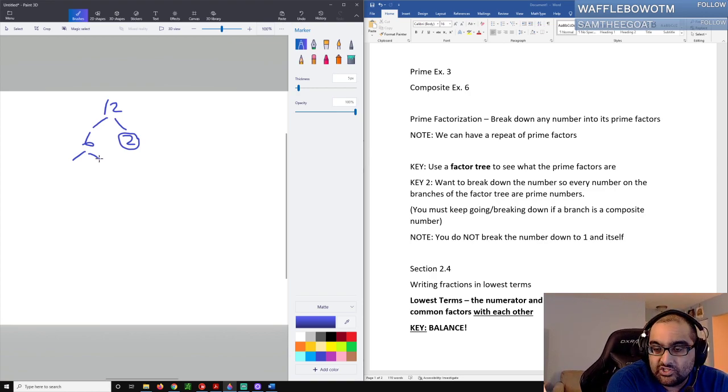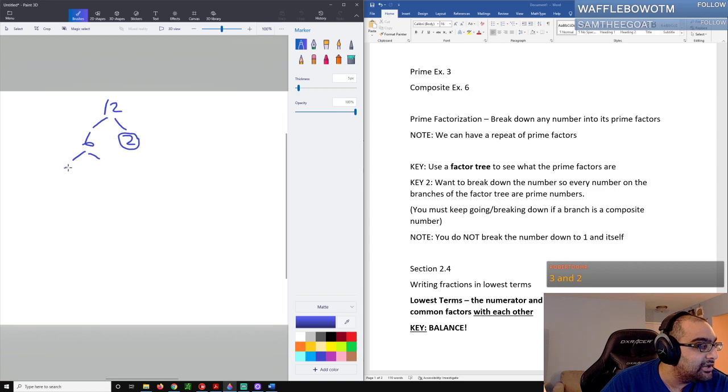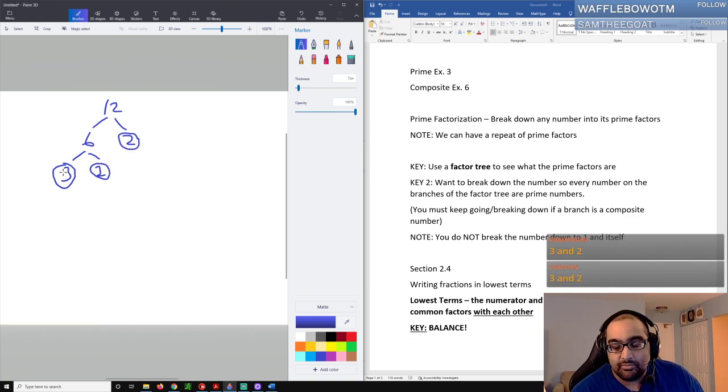What does 6 break down into? 3 and 2, that's right. Very nice. We know that 3 and 2 are prime numbers, so we're going to circle 3 and circle 2. Each one of these numbers is a prime factor of 12. So 12 is going to equal 2 times 2 times 3. I just wrote this in numerical order, using all the circled numbers that you see here.